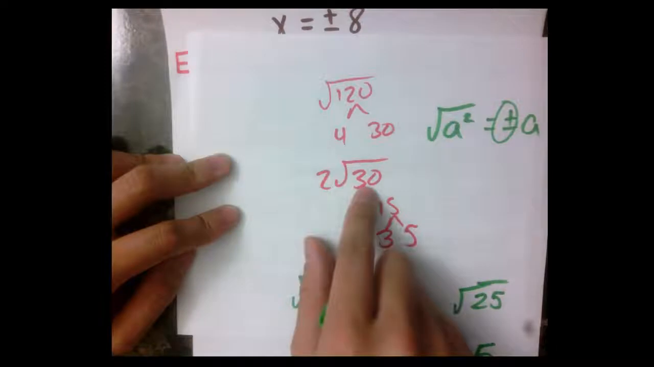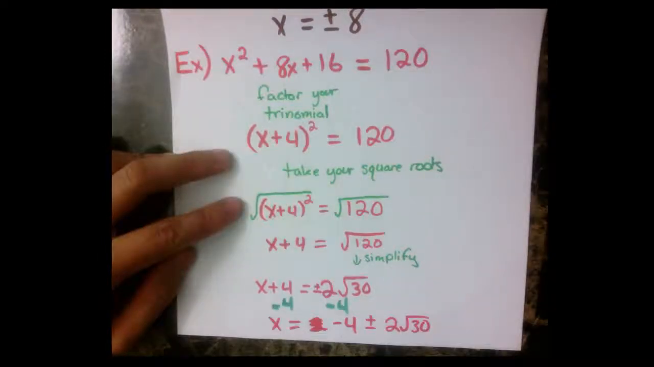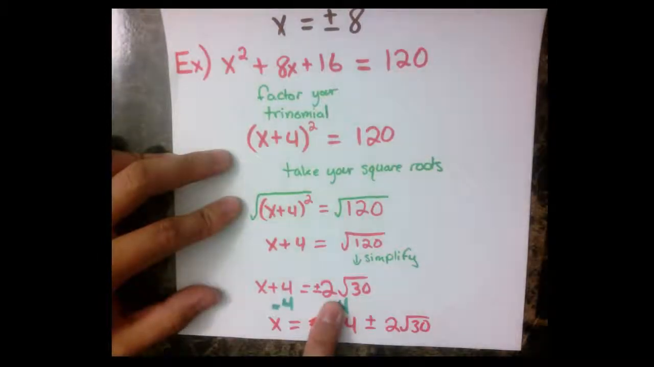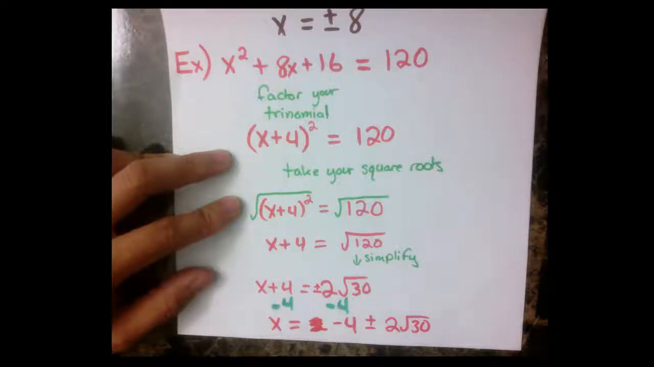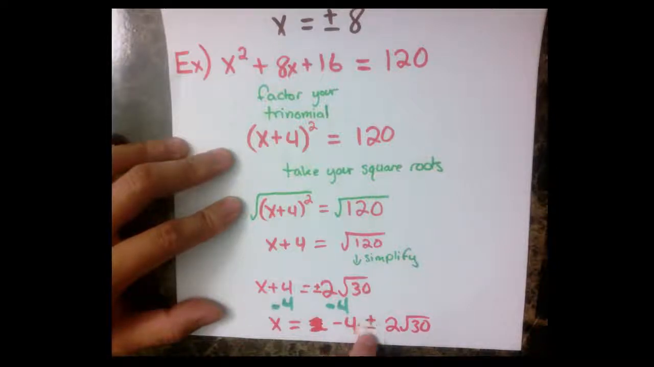So it should be 2 root 30 for this, which is why I got plus or minus 2 root 30. All right. From here, your next step would be to subtract 4 from both sides, because remember, we're trying to get x alone. And when I subtract 4 from both sides, I'll get x on the left side and negative 4. Ignore this here that's scratched out. Okay, that's supposed to be scratched out. I just miswrote. But it should be negative 4 plus or minus 2 root 30.